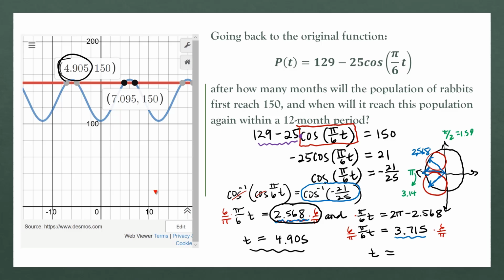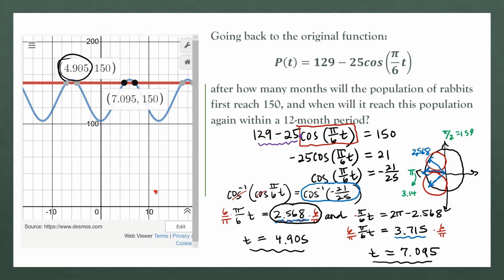When I put 3.7, let's see, what was the actual number? It was 3.715105758, and I multiplied that by 6 over pi. I got 7.095329346. So I'm going to be happy and call that 7.095. All right, so there we go.